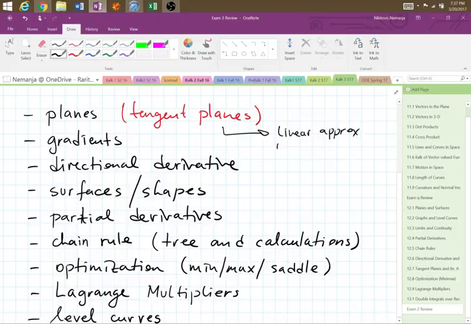Was that your problems by any chance? So you felt left out? No? Linear approximation? Oh no, sorry. Lagrange? Yeah. No one's going to like you.